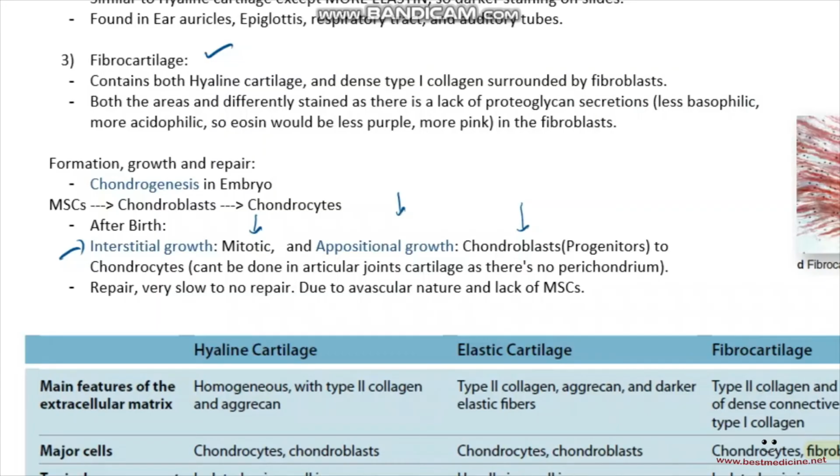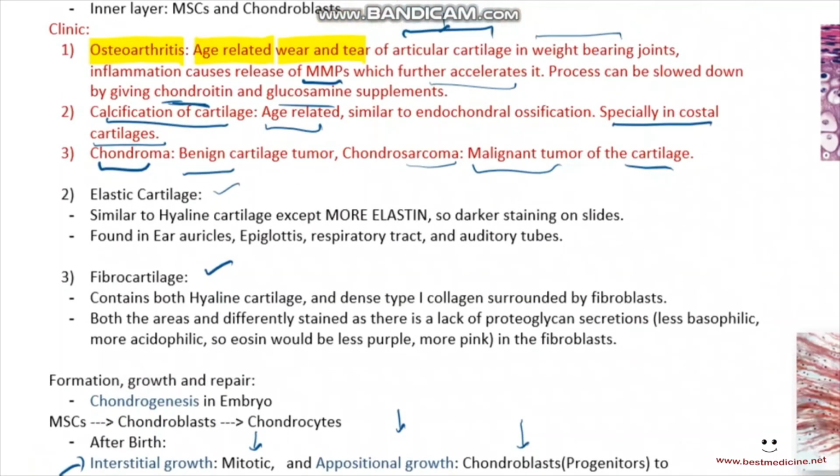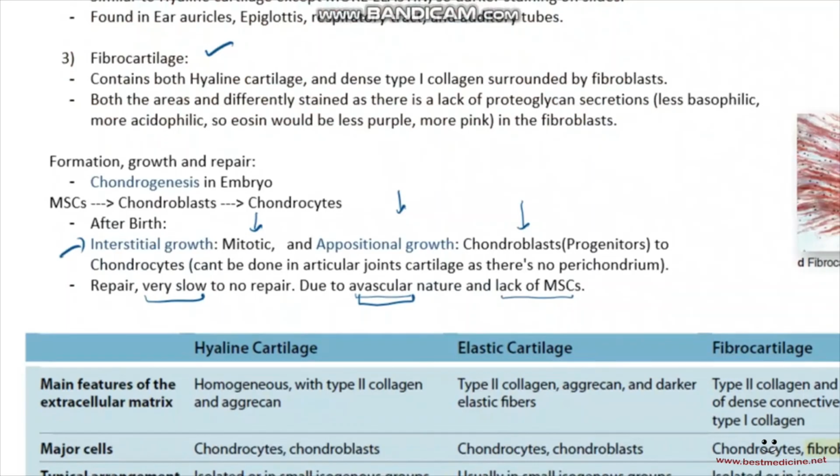Okay, the repair is very, very slow, or you could say that there's almost no repair, because cartilage is very avascular, and there's a lack of mesenchymal stem cells as well. When there's a lack of mesenchymal stem cells, there's not a huge source of newer cells, and with avascularity, the growth is very slow or almost nonexistent. This is why individuals who have osteoarthritis, with wear and tear of articular cartilage, often find it very difficult to treat.